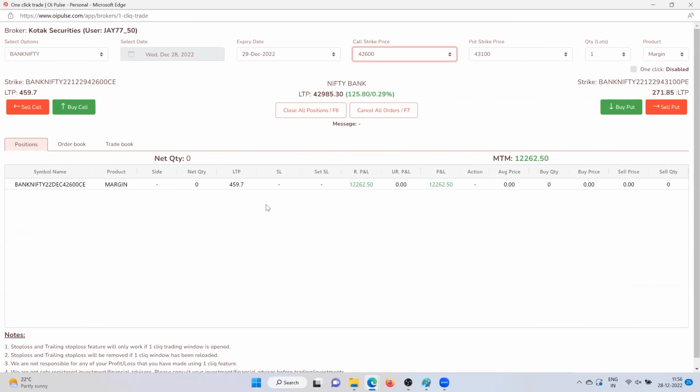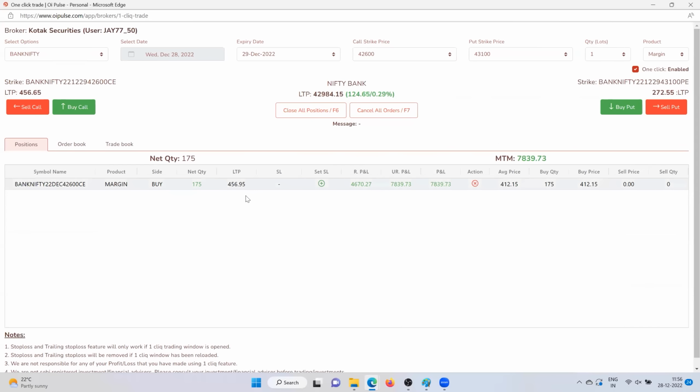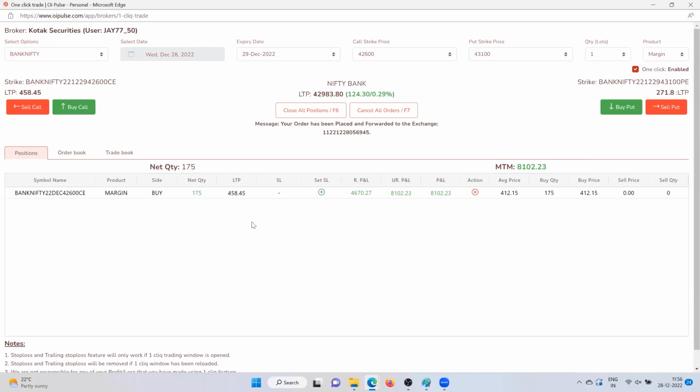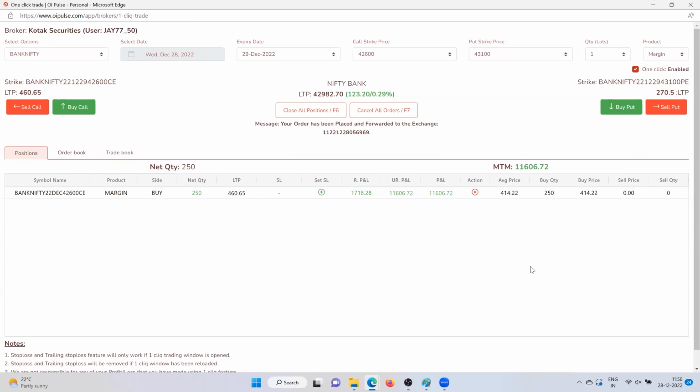I'm just adding the position on the same strike. Can you see what has happened to my M2M? From 13 or 14K, it has quickly come down to 6, 7K just from adding the position. But the price didn't move much. It is showing you a different picture, only 10K. Now, I'll close this position. Look at this, 11K. When I close this position, what is the MTM showing us?